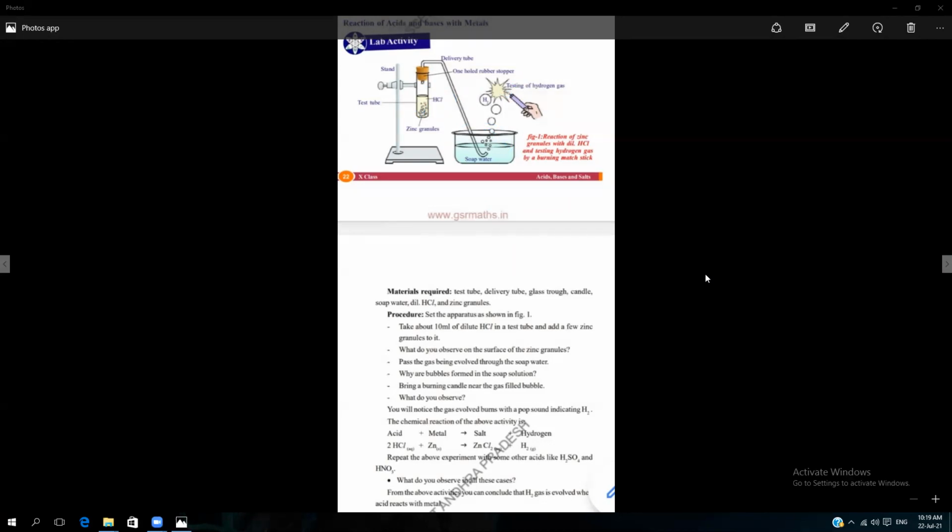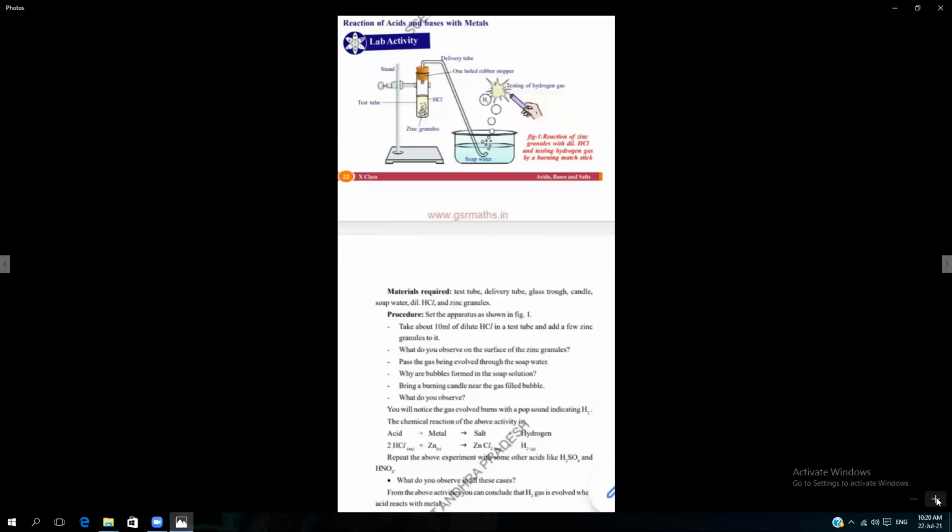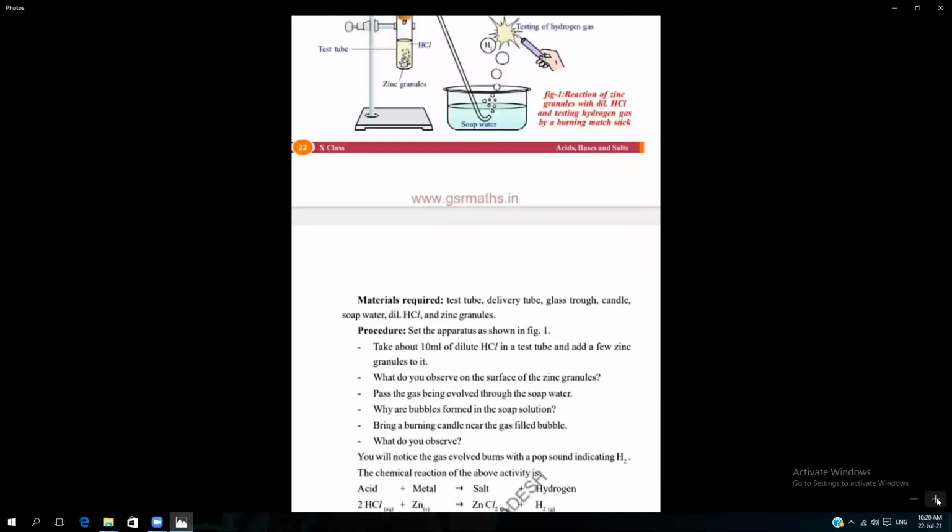See here, before going to the procedure, we have to set up this experiment like this.